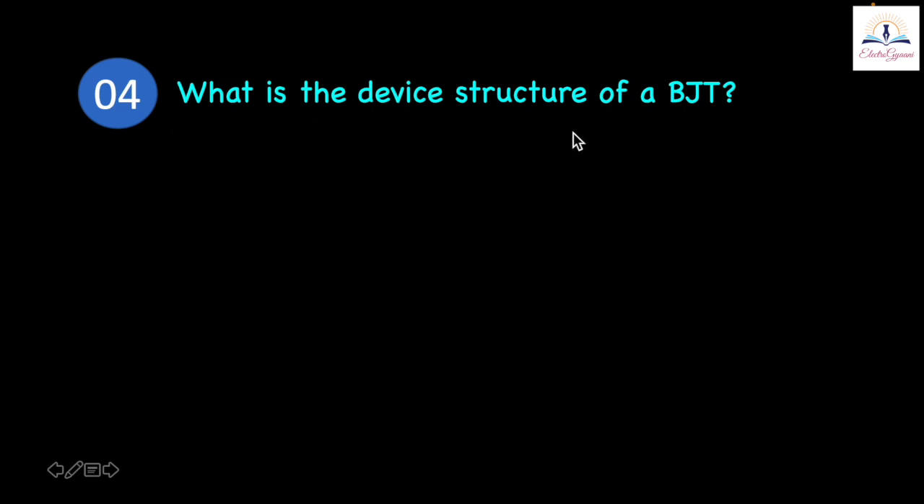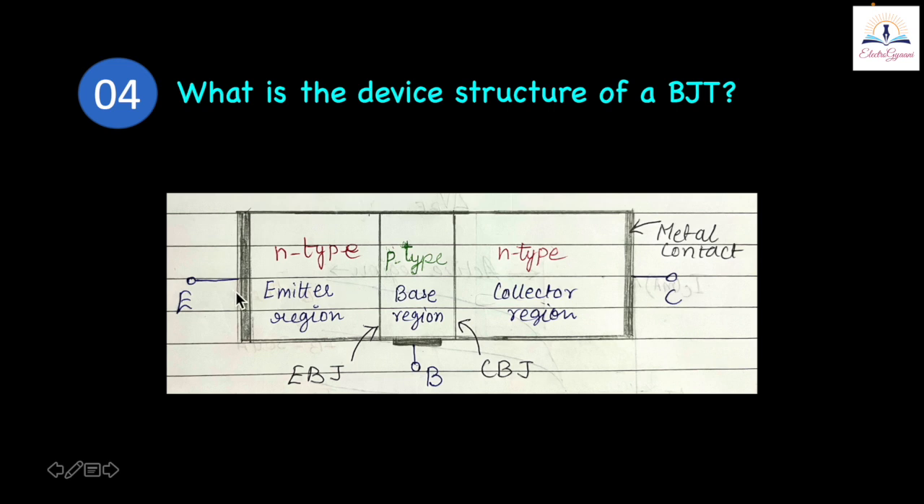Question 4. What is the device structure of a BJT? This is very important. So BJT is a 3-terminal device, emitter, base and collector. Here I have taken example of NPN BJT. So the emitter region is of N type, base P type and collector region is of N type. And emitter region has the highest doping concentration while the base region has the lowest doping concentration. That means if we compare the doping concentration of three regions, then emitter has highest, then after the collector region and the least one is the base region.